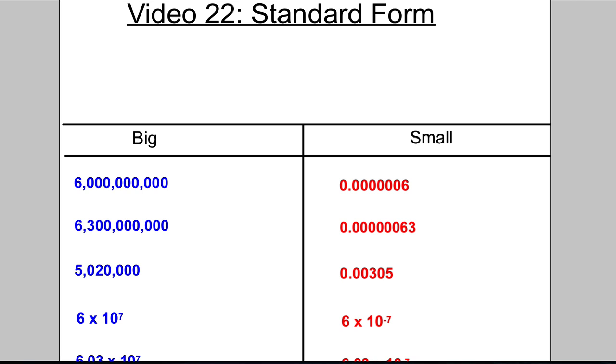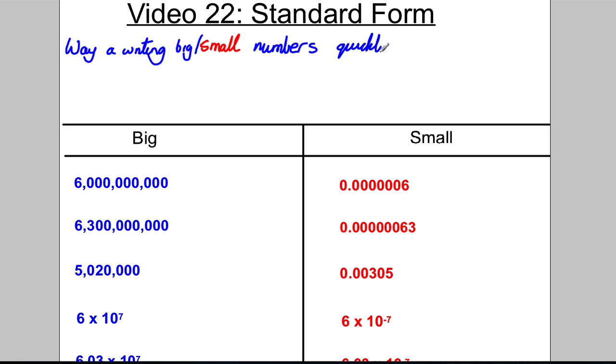Okay, firstly, standard form. Very basically, what is it? Well, standard form is a way of writing big or small numbers. And it's a way of writing them quickly and efficiently. So it always comes up in questions to do with big or small numbers.